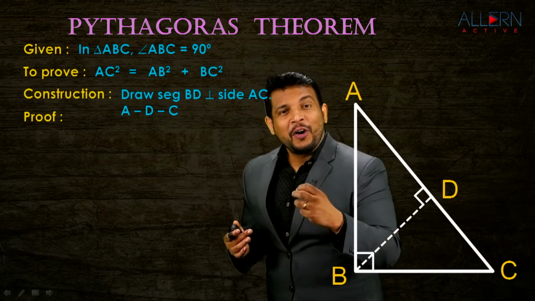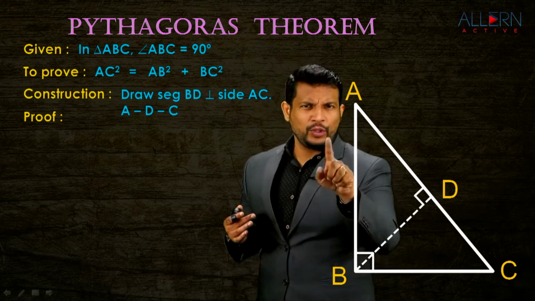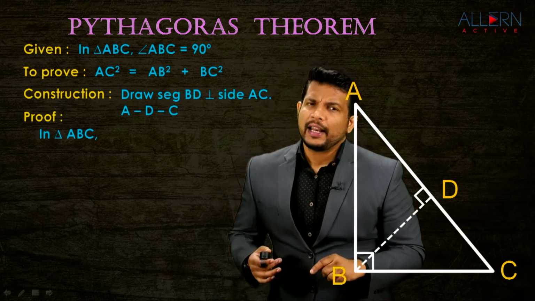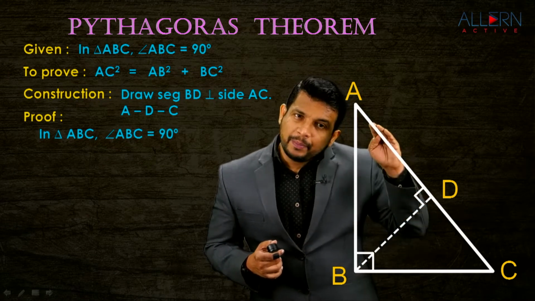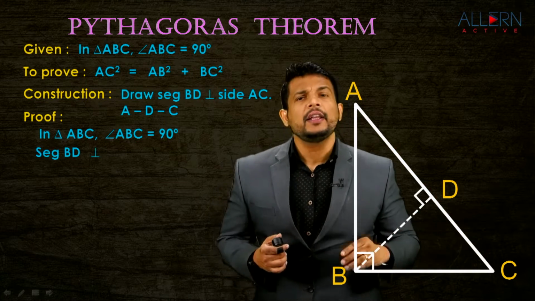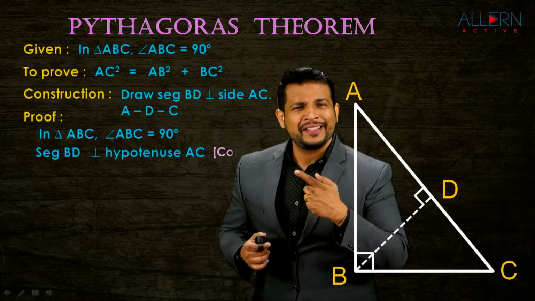By similarity of right angle triangle. So how do we write it? We know the presentation. Let's write it. So write in triangle ABC, angle ABC is equal to 90 degree, segment BD perpendicular to hypotenuse AC. What is the reason for that? It was not given. The reason is construction.